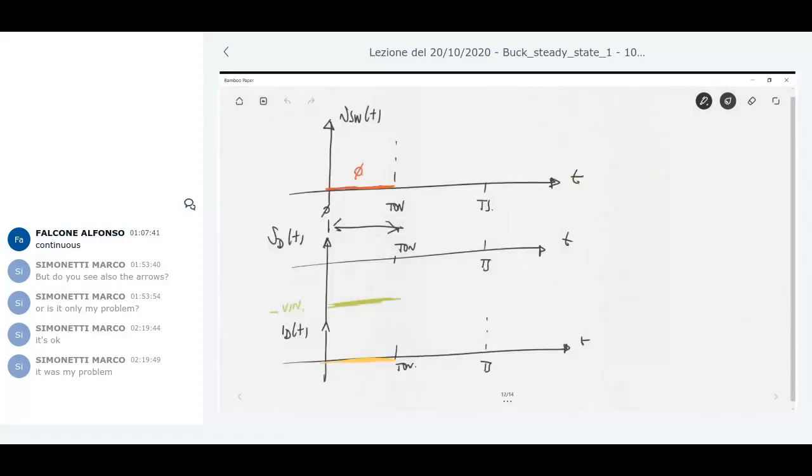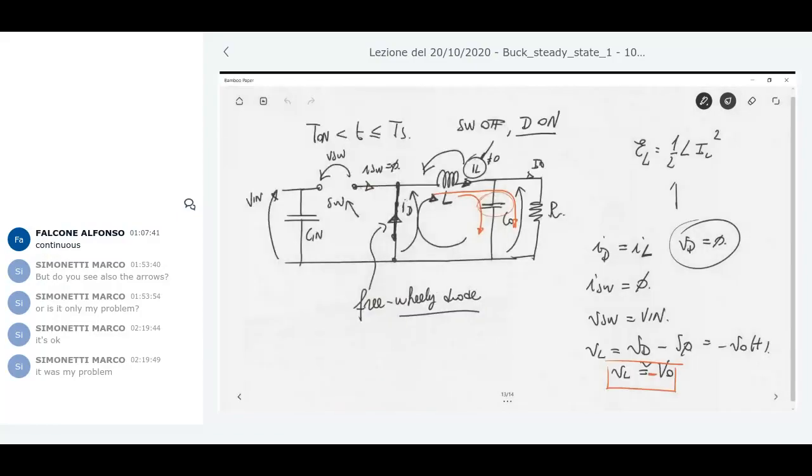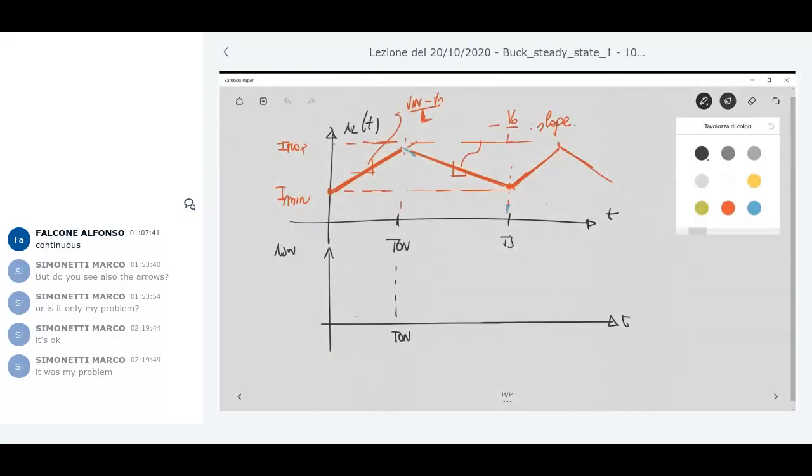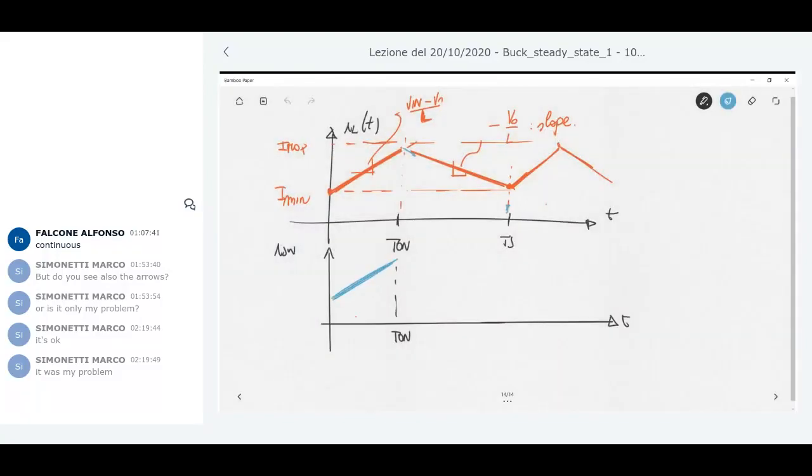What happens during the T-off phase? The current through the switch is null. So I have a situation in which the switch current I_switch is equal to IL during T-on, but it's 0 during T-off, from I min to I max.